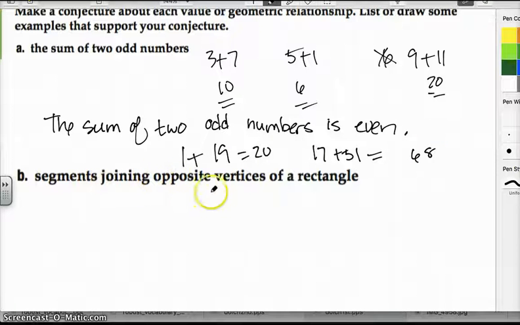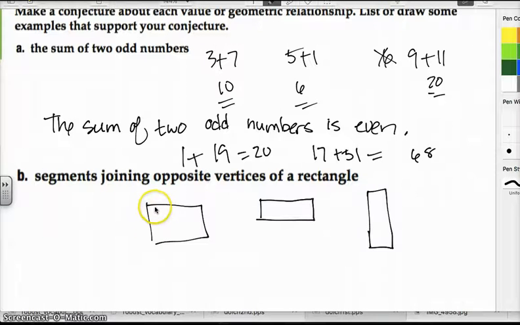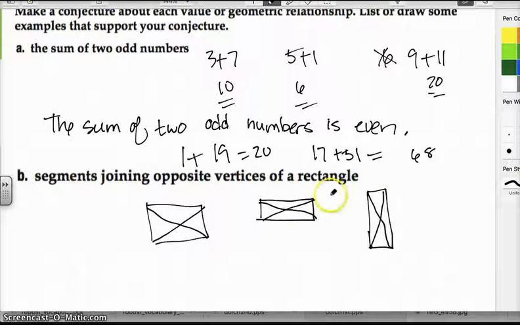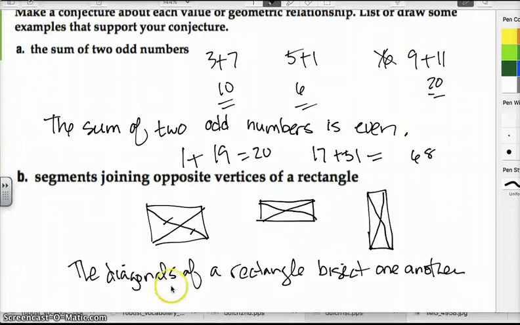Segments joining opposite vertices of a rectangle. For this investigation, I'm going to need some rectangles, which I have here. And I'm looking at these segments joining the opposite vertices. I don't know about you, but it looks like they might bisect each other. They might cut each other in half. And so that will be my conjecture: the diagonals of a rectangle bisect one another.